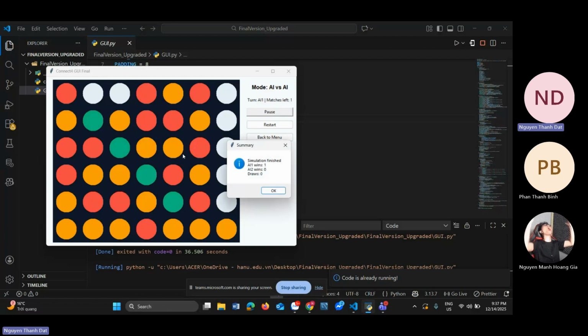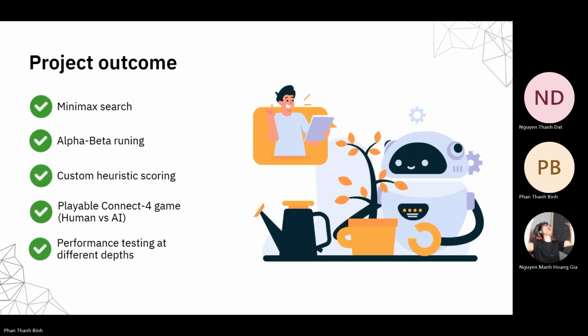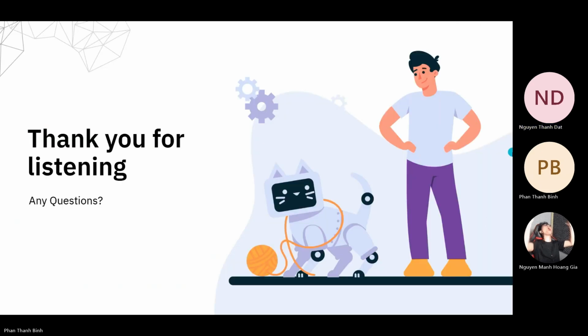So this concludes the demonstration of our Connect Four AI project. We have shown how Minimax, AlphaBeta Pruning, and heuristic evaluation work together to create an intelligent game-playing agent. About the project outcome, in this project we used Minimax search, AlphaBeta Pruning, custom heuristic scoring, and a playable Connect Four game, human with AI and AI with AI, and performance testing at different depths. So this is the end of our presentation. Thanks for listening.